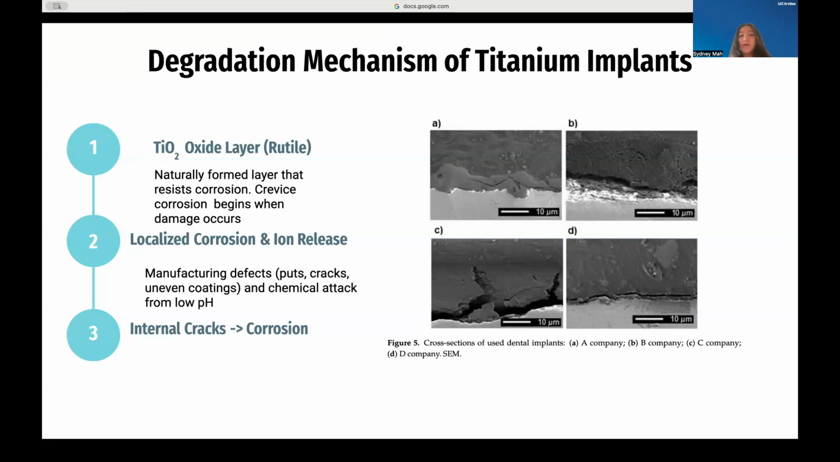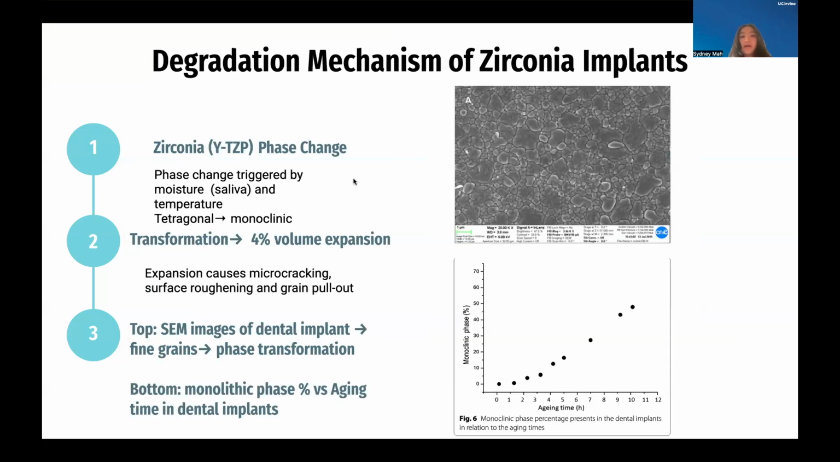Titanium naturally forms an oxide layer that resists corrosion, although crevice corrosion begins when damage occurs. Damage can happen from manufacturing defects as well as chemical attacks from low pH. The internal cracks can be seen in cross sections in Figure 5. Moving on to zirconia, zirconia has a phase change which is triggered by the moisture in our saliva. This transformation has a 4% volume expansion which causes microcracking, surface roughening, and grain pullout, which can be seen in the picture above. The monoclinic phase percent versus aging time in dental implants can be seen below.